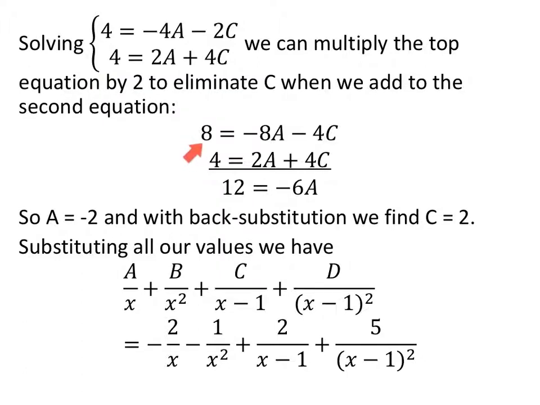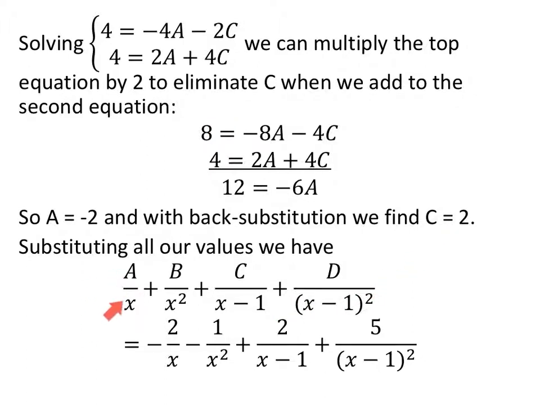When I multiply the top equation by 2, I multiply every single term by 2. Add straight down, I get 12 equals negative 6a, so a equals negative 2. If a equals negative 2, negative 2 times 2 is negative 4. Add 4 to both sides. 8 equals 4c, so c equals a positive 2.